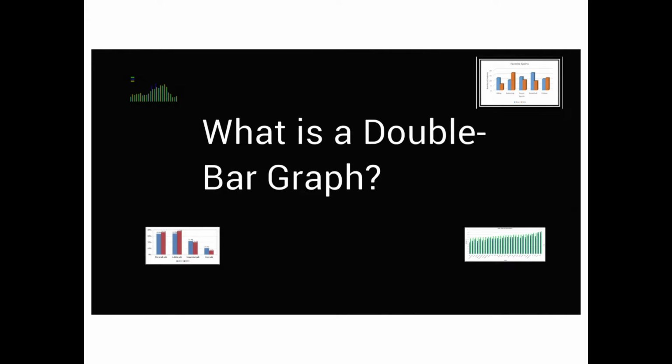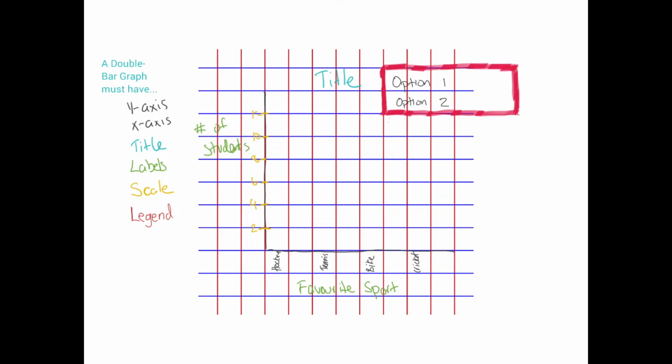So let's get started. A double bar graph and a bar graph are very similar. The only difference is in a double bar graph, you are comparing two options. So as you can see here, the x-axis, y-axis, this is all the same. This has a title, it has labels, it has a scale. But the new thing it has is called a legend. And here is where the difference will lie, in the legend. The difference is very simple.